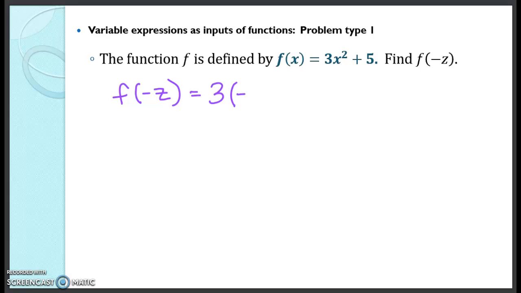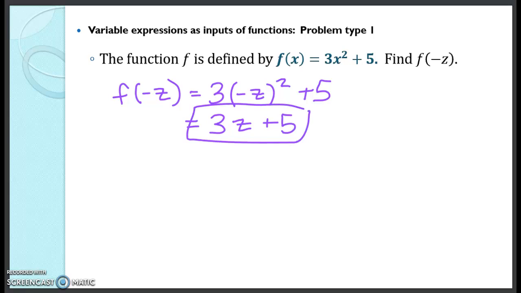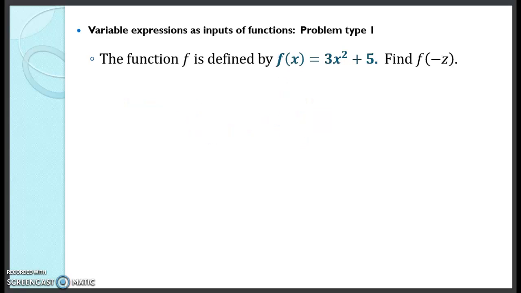So 3 times negative z squared, or x squared, plus 5. So this is 3, and then negative z squared is negative z times negative z, which becomes a positive z squared, plus 5. So our answer to this one is just 3z squared plus 5, which is very similar to the original problem, but now we have to use the z because that's the variable we're interested in.